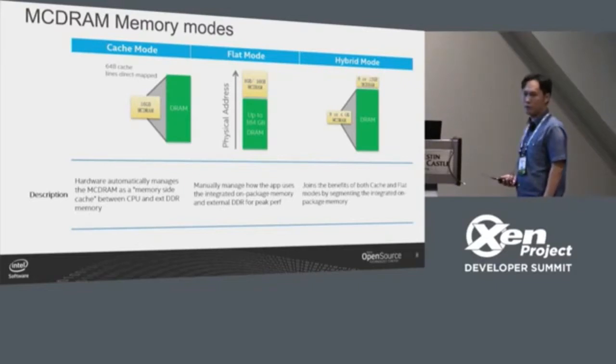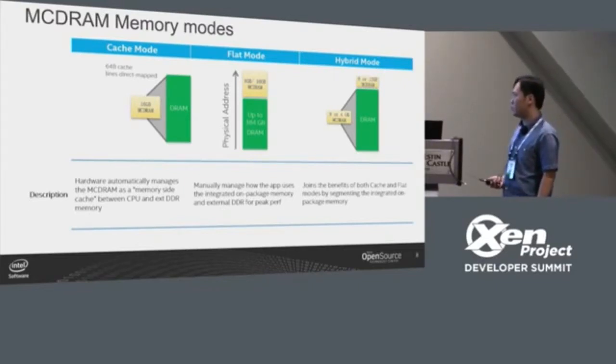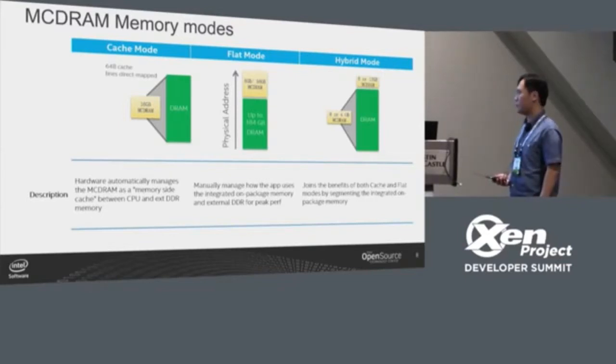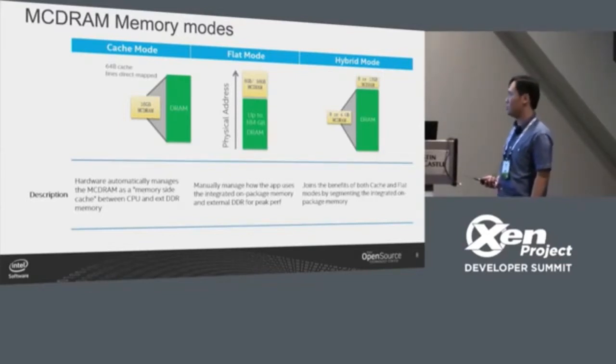The second mode is flat mode. In this mode, all the MCDRAM works as normal memory and is in the same physical address space as the DDR. Software needs to be optimized, allocating the important data in MCDRAM to get better performance.